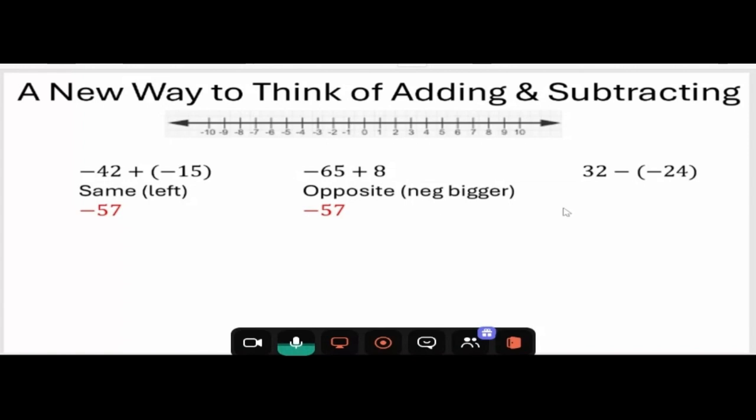And over here, 32 minus negative. Okay, as soon as we see minus negative, we know that is actually positive, because it's the opposite of moving to the left, right? Minus, opposite of moving to the left. So this is 32 plus 24. Those are both moving in the same direction to the right, so we add them together and get positive 56, or just 56. Positive because they're moving to the right.